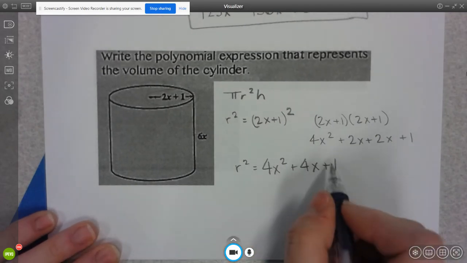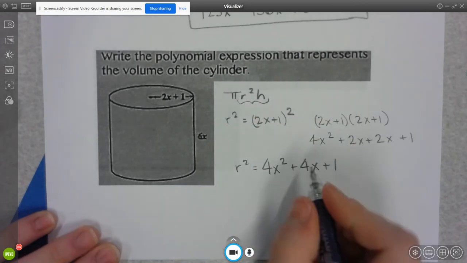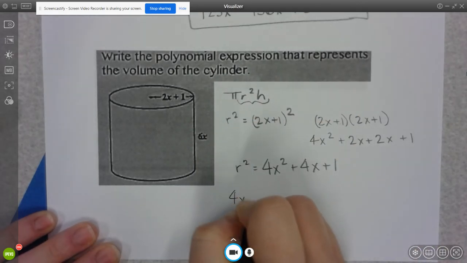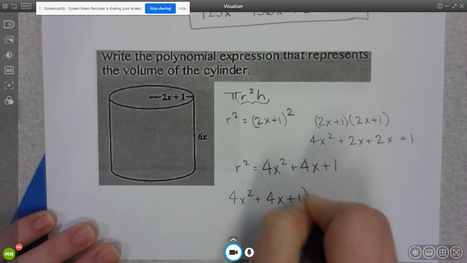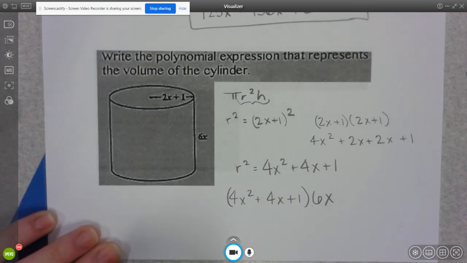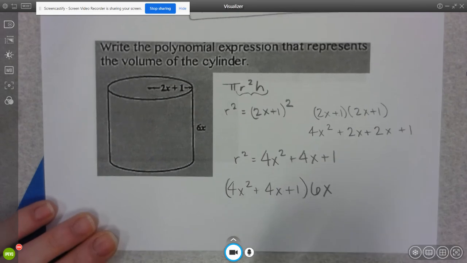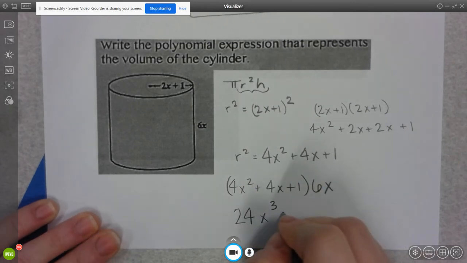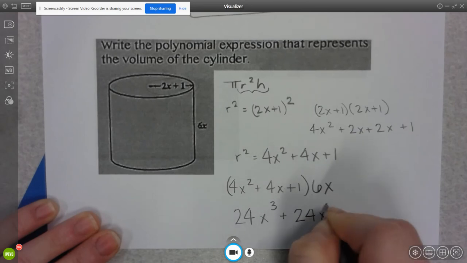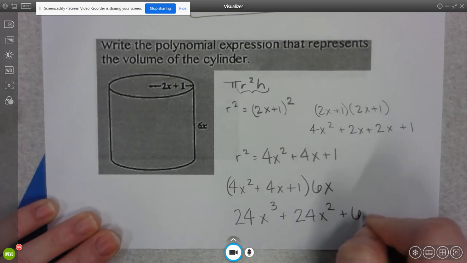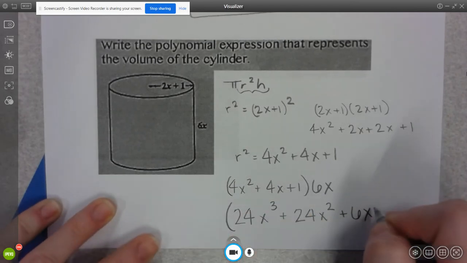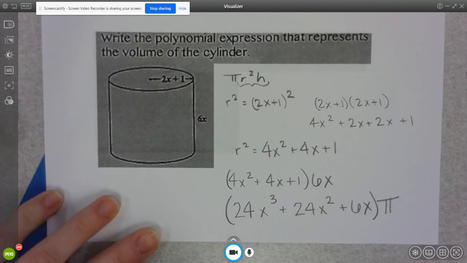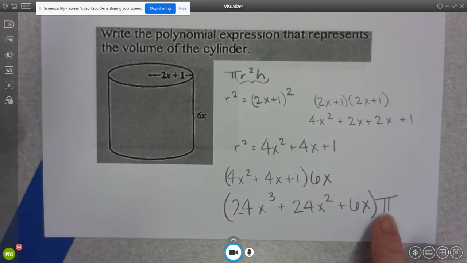And then if I need to do r squared times h, I need to do this, 4x squared plus 4x plus 1 multiplied by 6x. Since this is a monomial, I just need to multiply each of these terms by 6x. So 6 times 4 is going to give me 24. X squared times x gives me x cubed. Then I'll have 24x squared and then plus 6x. And then at the end of this, everything has to get multiplied by pi. So this is one way you could see it.